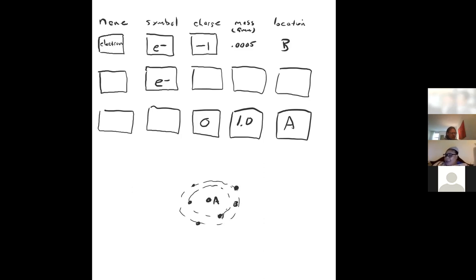They already told us what the mass is, 0.0005, so that's correct. The electron is 0.0005 AMU. And it's already in location B, so we're set. So we know that already. That's all done. Let's go to the second one.